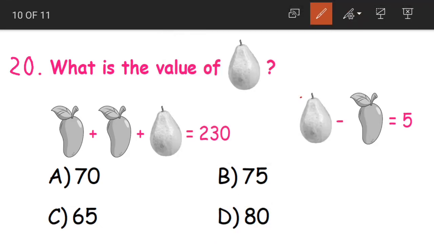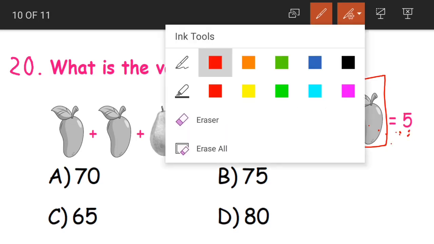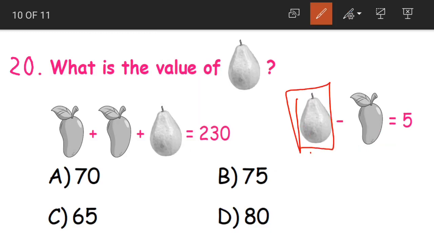This is a little bit tricky here children. Now they gave us that the value of pear minus mango is equal to 5. Yes or no? The value of pear minus mango is equal to 5. Now what will be the value of pear? Pear is equal to mango plus 5. Yes? Then what will be the value of pear? Pear will be equal to mango plus 5.